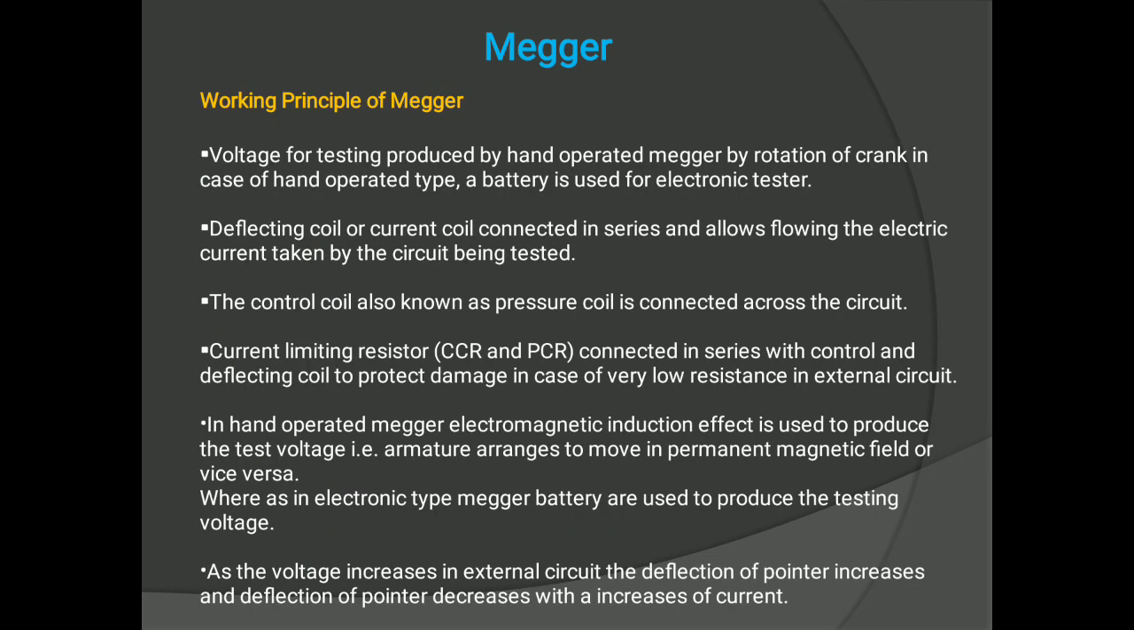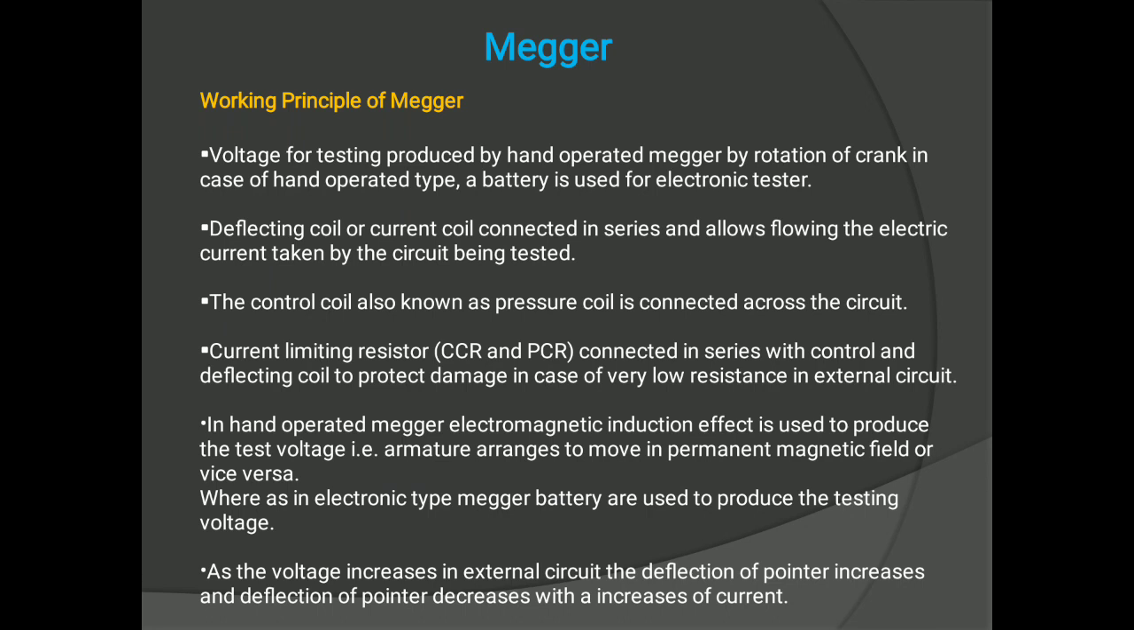Now, working principle of Megger. Number 1, voltage for testing is produced by the hand operated Megger by rotation of the crank, or a battery is used for the electronic tester. Number 2, the deflecting coil or current coil is connected in series, which allows the electric current taken by the circuit which is being tested to flow.